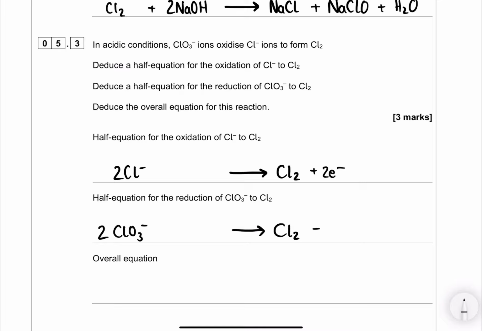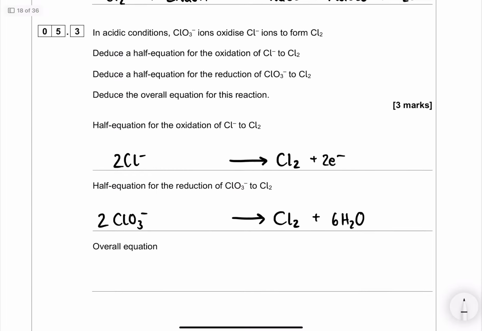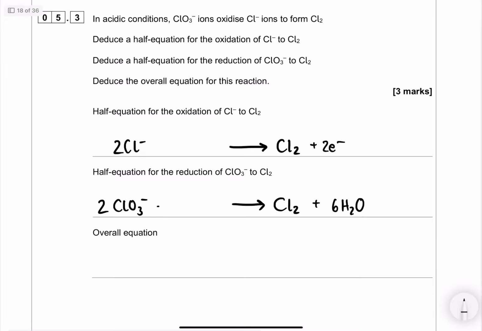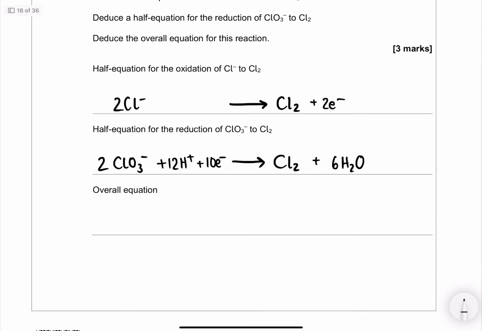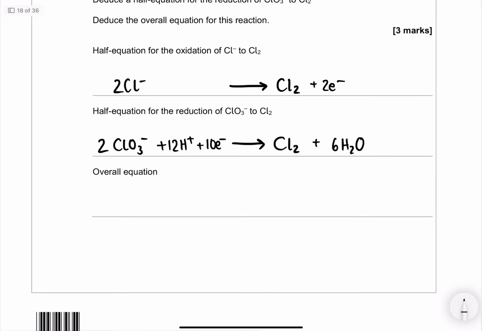We'll need to add 6 waters to balance the 6 oxygens on the left, which means we'll need to add 12 hydrogen ions to balance the 12 hydrogens in the 6 waters, and then we'll need 10 electrons to balance the charge because there's already 2 electrons in the 2 chlorate ions. Then we need to join these two together.